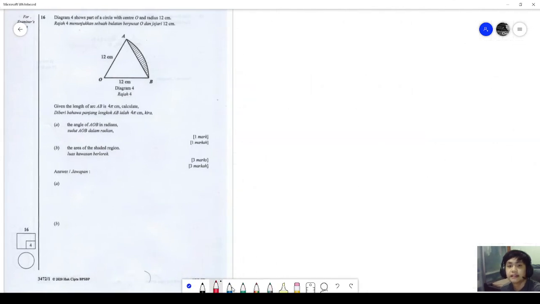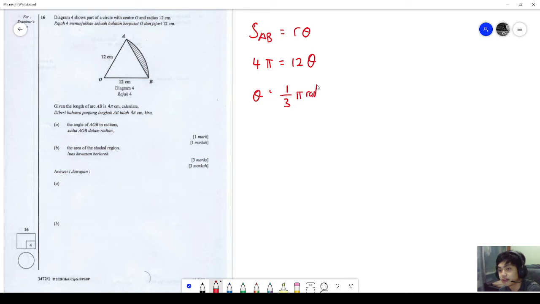So question 16, diagram 4 shows part of a circle with center O, radius 12. Given the length of arc AB is 4π cm, calculate the angle AOB in radians. So the arc length given to us is s_AB. The arc length formula is rθ. The radius is already given as 12 and the arc length is given as 4π. Leaving our answer in terms of π, we will get 1/3 π radian. Right, so this is question A done.